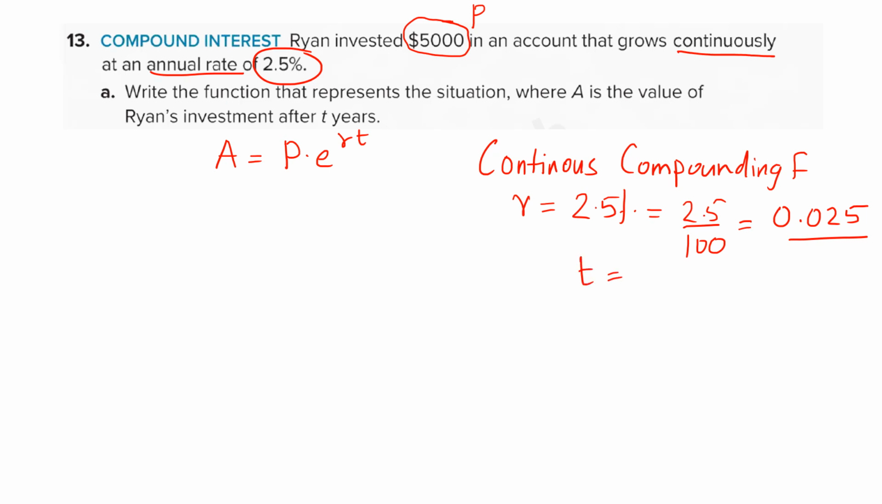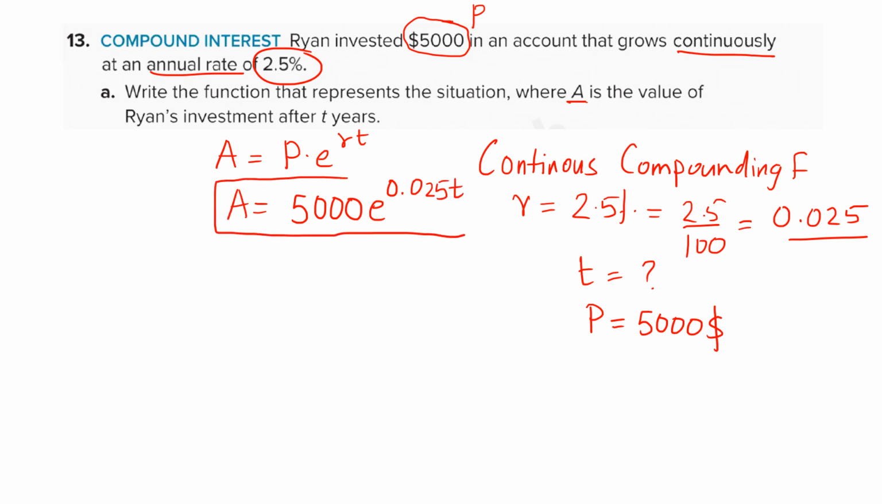Okay, and after this we look at the time. Let's see what is written. Write the function that represents the situation where A is the value of Rian's investment after T years. So T is not given, we will take it as it is. Let's put everything in this formula. Principal is $5,000. T we don't know, we will keep it as it is. And then e as it is. R is the decimal 0.025 and T. So this is the answer for part A.